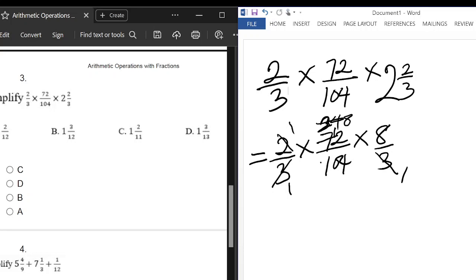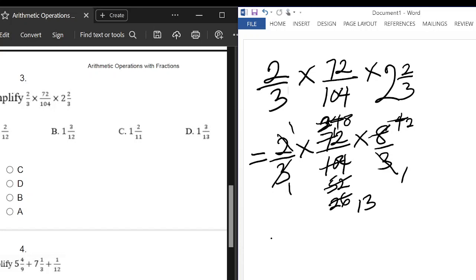2 can go here, 1. 2 can go here, that is 52, right? So 2 can go, that is 26. 2 here can go, that is 4. 2 can still go, 2. 2 can go here, 13. Do you have any other thing that can go?